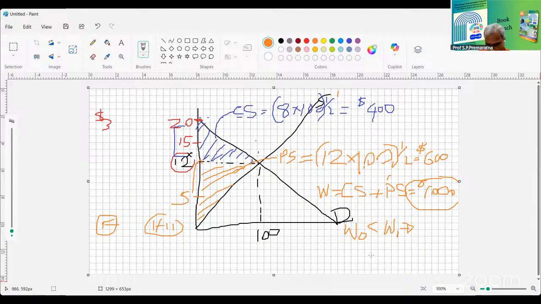Now, the opposite happens. Let's say W1 is less than W0. That, of course, happened in many cases in Sri Lanka. Then we can consider this particular intervention or government policy as worsening social welfare of the society. So that is the point. That is the thing we have to understand.